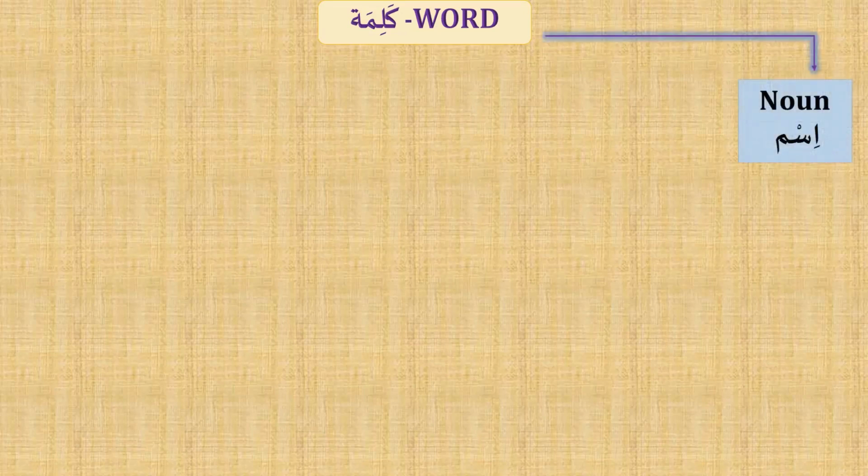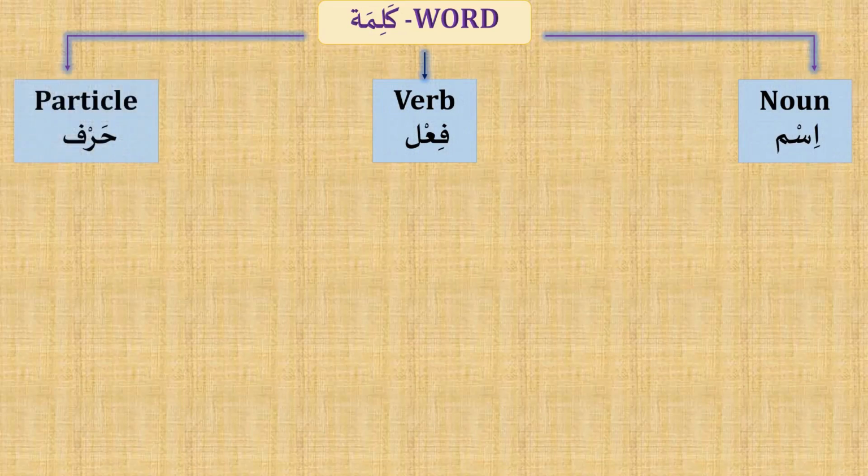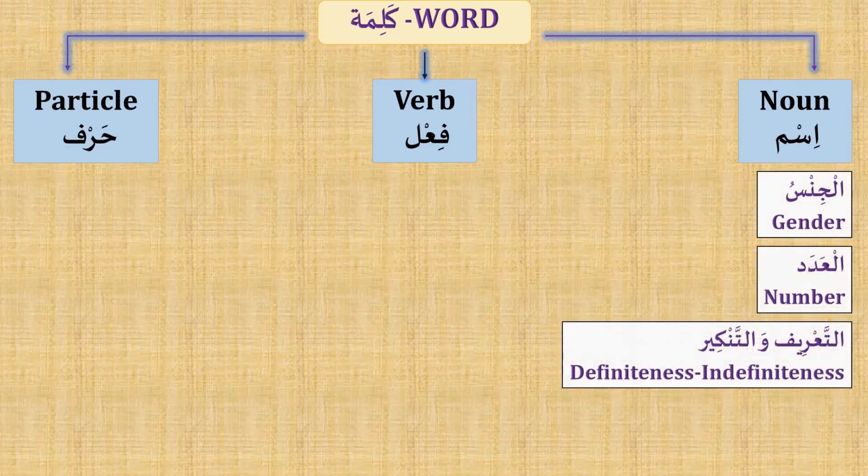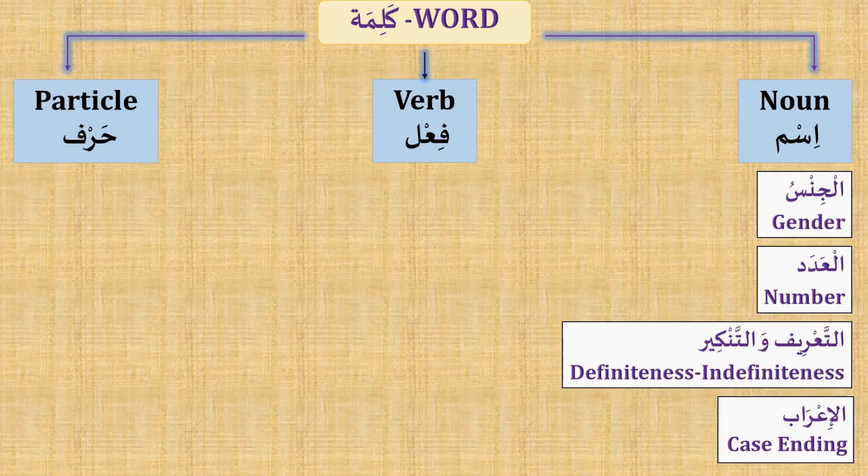In our previous lessons we learned that the word كلمة is three types: noun اسم, verb فعل, and particle حرف. We also learned that noun has four qualities: الجنس gender, العدد number, التعريف والتنكير definiteness or indefiniteness, and الإعراب case ending. In today's lesson we are going to learn الجنس gender in detail inshallah.